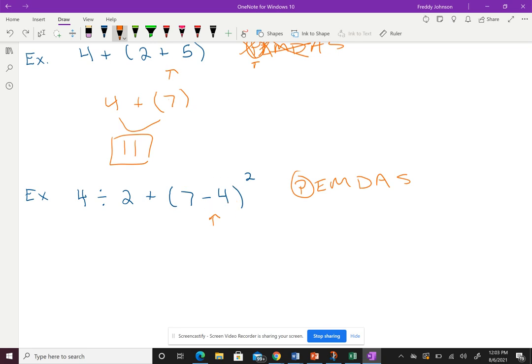So what do I have? Well, it's addition and subtraction. So now what I'm going to do is I'm going to go 7 minus 4. 7 minus 4 is 3. Keep the parentheses. Okay, that's the only thing I touched. Now everything else comes back down. Did I touch the square? No, the square comes down.